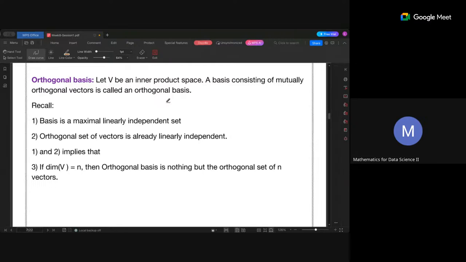Okay, so now what is an orthogonal basis? When you have a basis which is also an orthogonal set, a basis consisting of mutually orthogonal vectors is called an orthogonal basis. So what do we know? We already know that a basis is a maximal linearly independent set and an orthogonal set of vectors is already linearly independent. So from these two properties, if the dimension of V is n, then an orthogonal basis is nothing but an orthogonal set of how many vectors? N vectors. Okay. So, can you give an orthogonal basis for Rn? The standard basis. Of course. The standard dot product. Yes, standard basis.